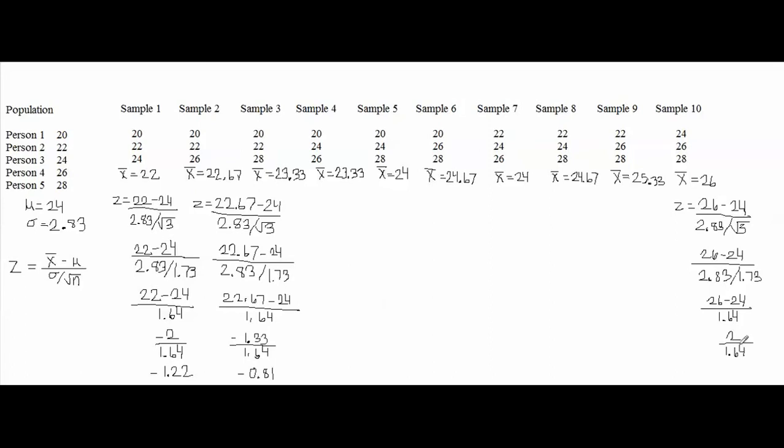Notice back here we were dividing negative 2 by 1.64, and we got negative 1.22. Now we're dividing positive 2 by 1.64, which means we'll get the positive version of this answer, because a positive divided by a positive is a positive. So when you divide 2 by 1.64, you'll get 1.22.